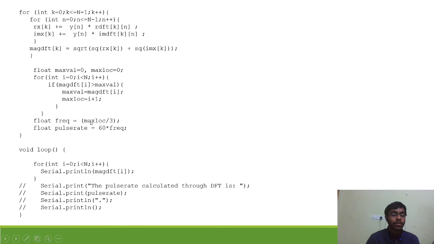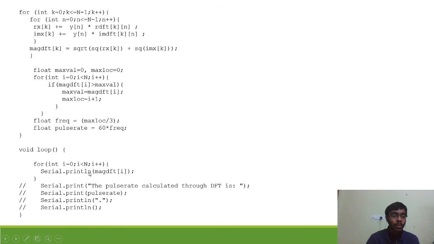Frequency equals maximum location into the number of samples divided by the frequency at which the signal is sampled. So maximum location into 75 divided by 25, that is maximum location divided by 3, I have written directly. And pulse rate equals 60 into that frequency.